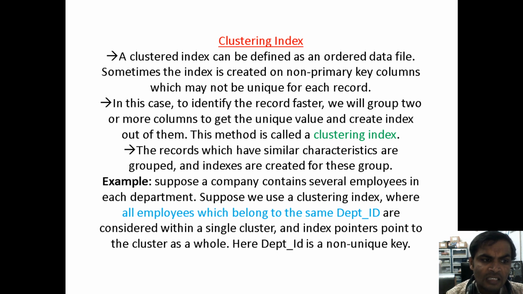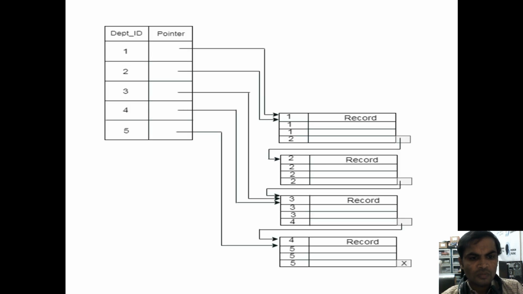Under the cluster indices also, if you have a common roll number or common ID, such as the employee ID, we group the employee IDs together and give one unique ID. This is an example of a clustering index.